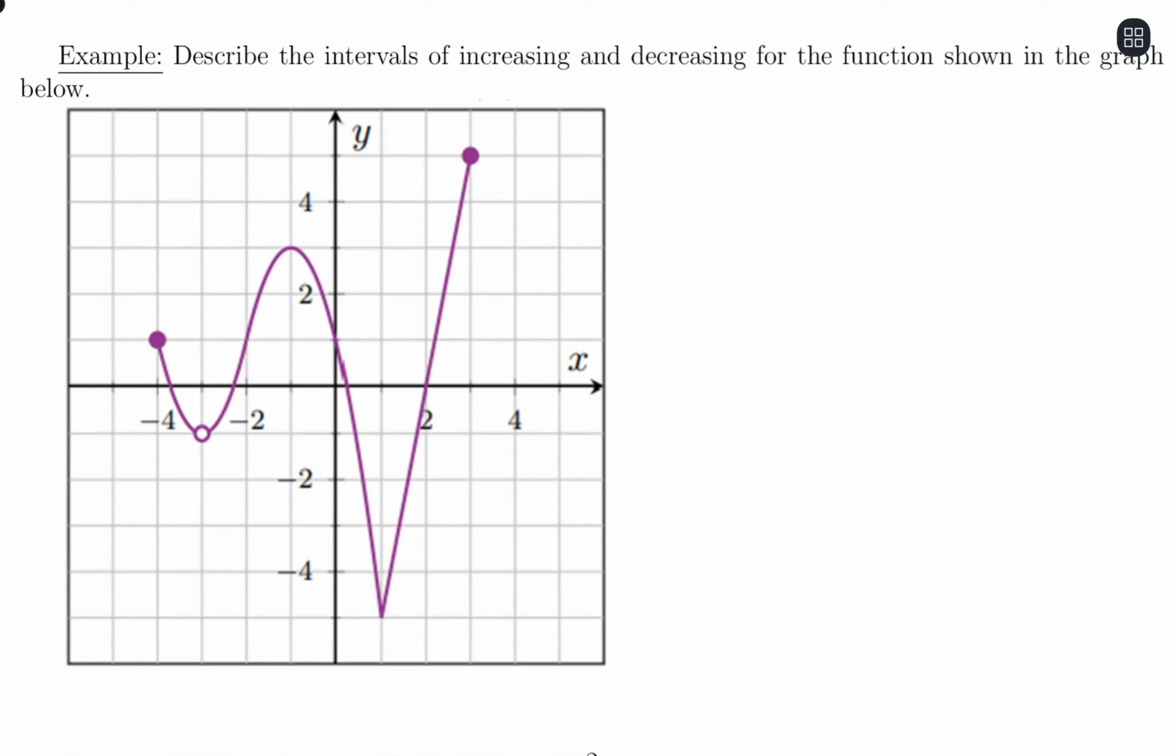So this graph, we start with a solid coordinate at -4, 1. And then it decreases to a hole, increases back up, decreases down to a sharp corner at x equals 1, and then increases back up to x equals 3, y equals 5. So, talking about where this function is increasing: when we answer questions about increasing, decreasing, we're using interval notation, because it'll be over an interval of x values where the function's increasing or decreasing.